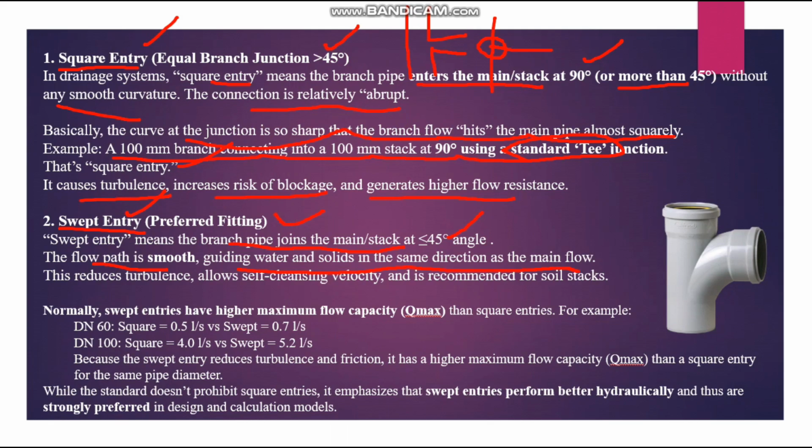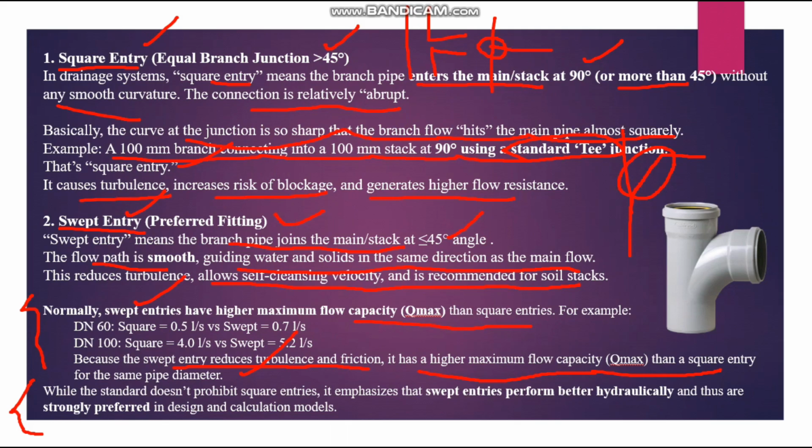So the water, this is the horizontal line, it will come. For example, if you have 45 degrees, it will go like this. Okay, so this direction will be very smooth, and there will not be any turbulence created in the riser. So this reduces turbulence, allows self-cleansing velocity, and is recommended for a soil stack. So if you compare the flow range, normally the swept entries have higher maximum flow capacity compared to the square entry, because the swept entry reduces the turbulence and friction. It has a higher maximum flow capacity than a square entry for the same pipe diameter.